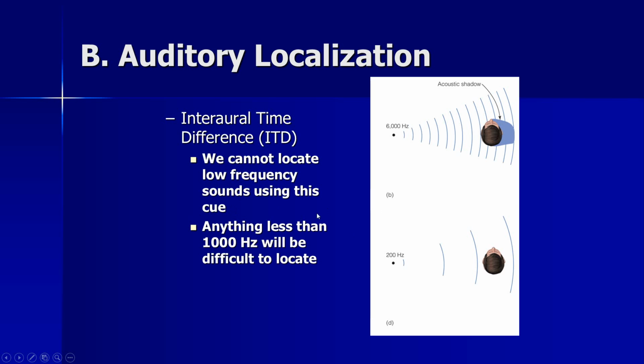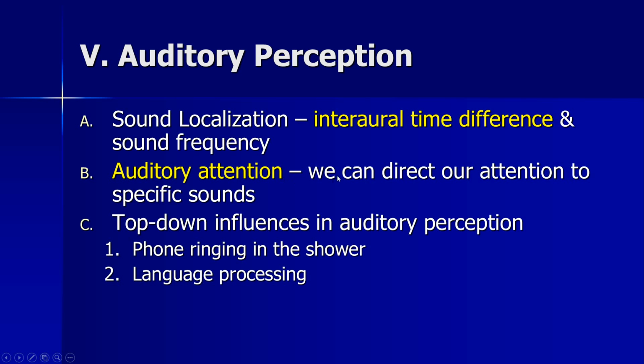The problem is we cannot locate low frequency sounds using this cue, and it really just depends on how big your head is. But low frequency sounds or bass tones, we can't tell where they're coming from because they'll only hit one ear versus the other. So this sound wave will hit this ear, but it won't hit the next. Whereas this 6,000 hertz tone, we can hear pretty well, and again, because it creates this acoustic shadow that doesn't occur from a low frequency tone. It's the reason why you can place a subwoofer anywhere, because you don't know where that sound is coming from.